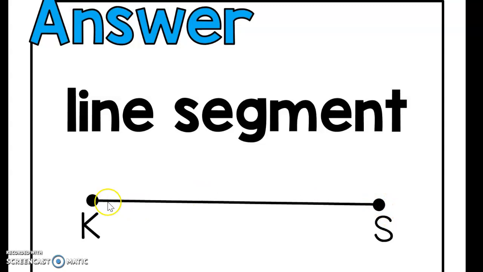So these are 2 points. Point is the dot. The line has the arrow, and a line segment only has the 2 points. It doesn't have the arrows. The arrow means you keep drawing the line going left and right. That's what the arrow means. You keep drawing it out. Line segment, you stop right there at those points.